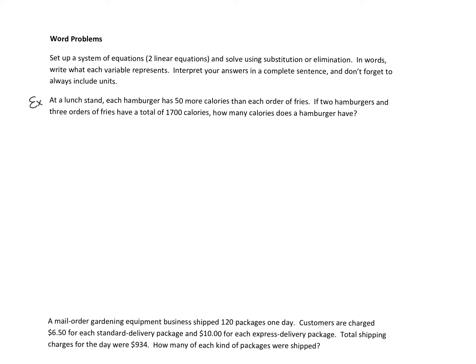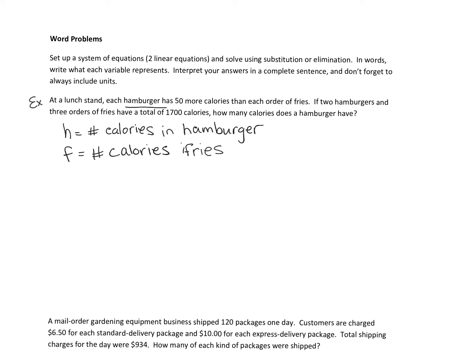We're going to start by identifying our variables. So we're going to use H for the number of calories in a hamburger, and F will be the number of calories in the fries. Notice I didn't say H equals hamburger and F equals fries, because it's not. What part of fries is it? Is it the weight of the fries? Is it the cost of the fries? Is it the calories in the fries? So we want to be specific.